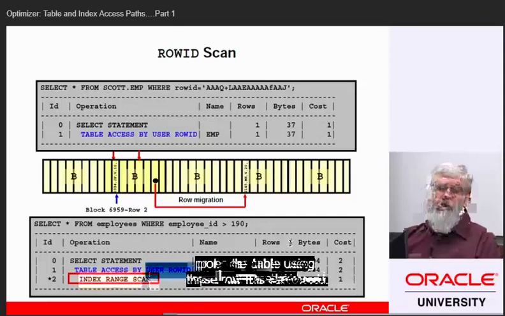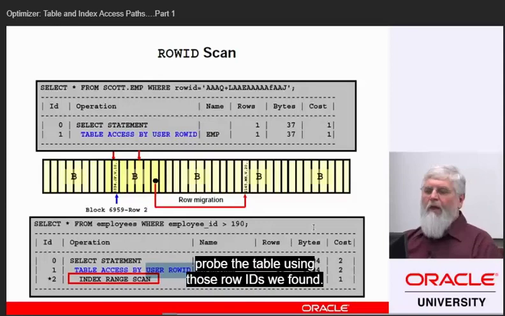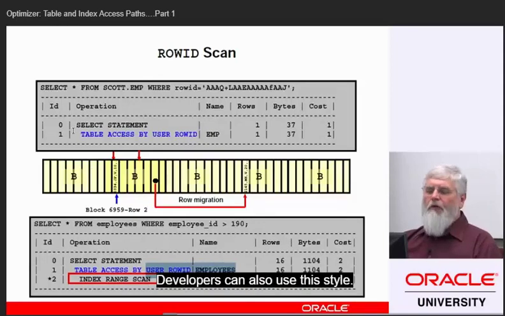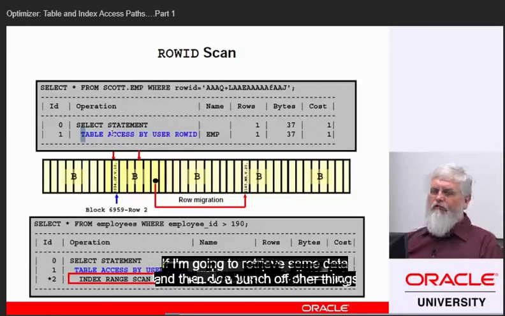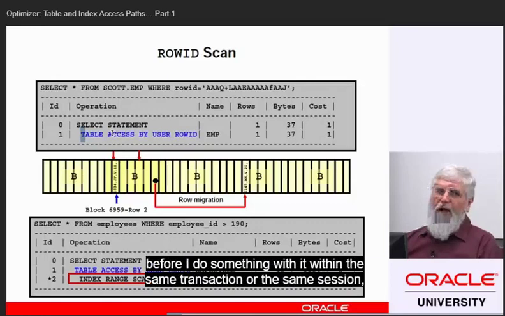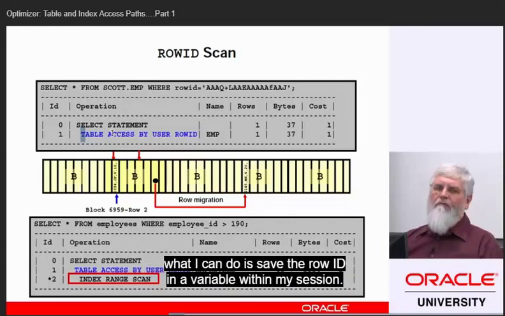If I'm going to retrieve some data and then do a bunch of other things before I do something with it within the same transaction or the same session, what I can do is save the row ID in a variable within my session. And there's no faster way to look it up again. I went and used an index to get it, then I can save the row ID and I can go back and get it again just by the row ID.